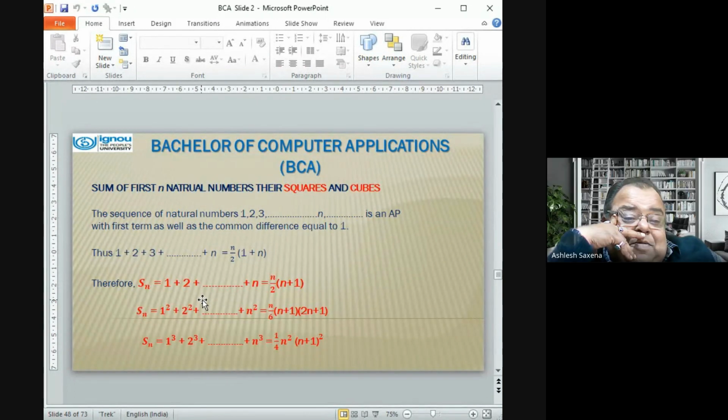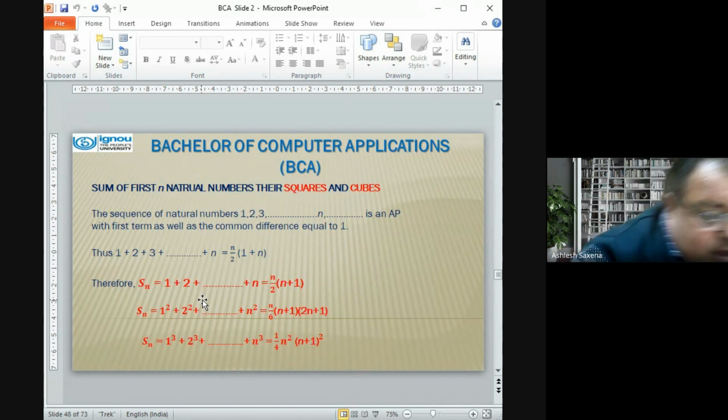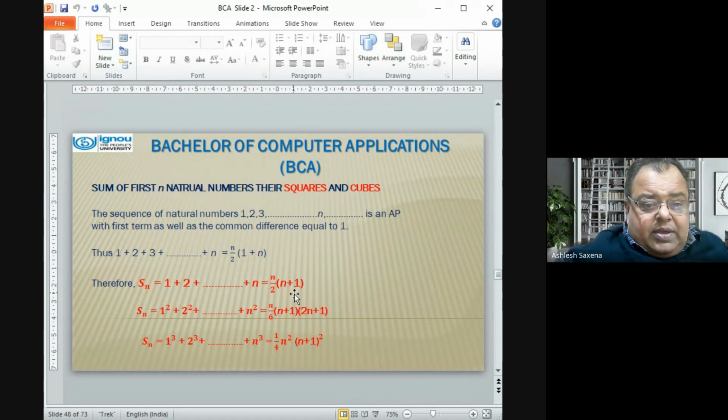Okay. Now, I will tell you what I was asking. If you take formula number 1, I said n is equal to 2. Don't worry. Replace n by 2 in the right-hand side of equation 1. Just let me know what you are going to get. If you are replacing n by 2 in this part, what are you going to get?